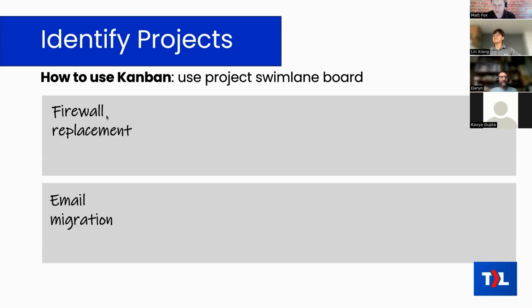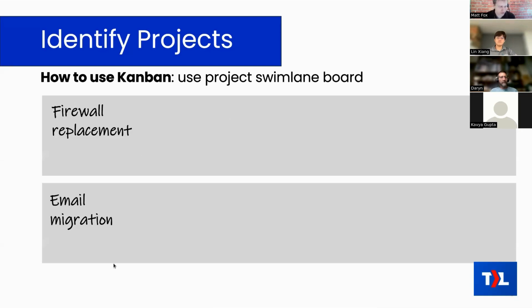If you were to do that, you would just have a horizontal section here for the projects that you're working on. Maybe you've got a firewall replacement, maybe you've got an email migration for certain companies. So you just make sure there's a horizontal section there in the top left. That would be a swim lane for each project. And that is where you begin to identify the projects that you're working on.